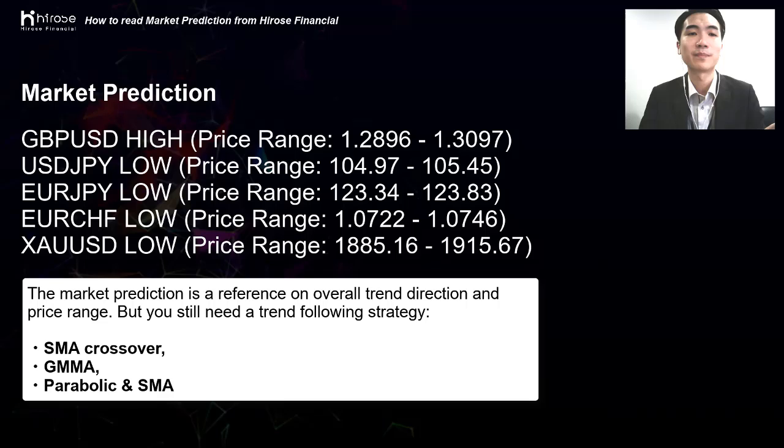With this trend following strategy, on top of that, you get an idea of what currency pairs you're looking at, and which direction that currency pair is heading to, and that is going to help you to improve your winning percentage. Okay, so that's the first part of the market prediction that we are sending out every day.